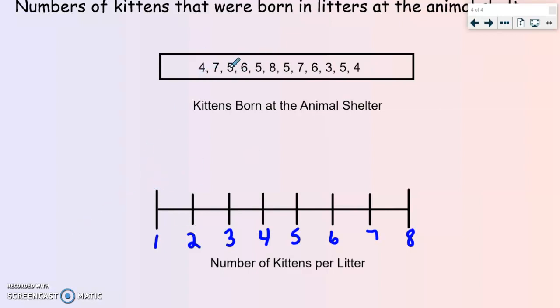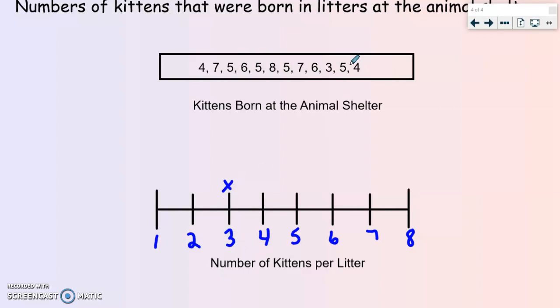Same thing with 2. I don't have a number 2 up here. You don't cross these out or anything like that. You just leave them there because it actually helps you to see that, okay, there were no litters with 1 or 2 kittens born. However, I did have a 3. So I'm going to plot that data point, and I like to do the X's.